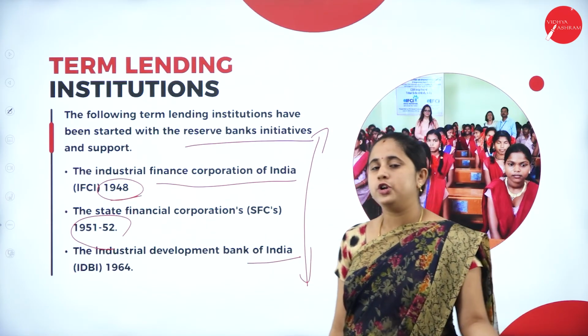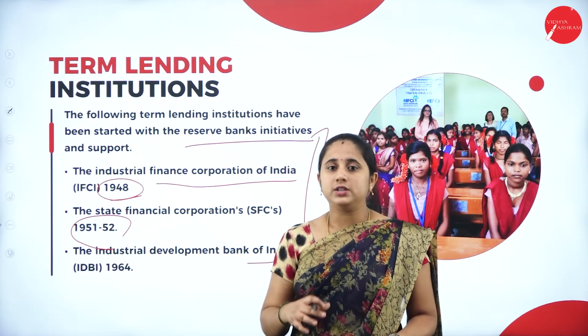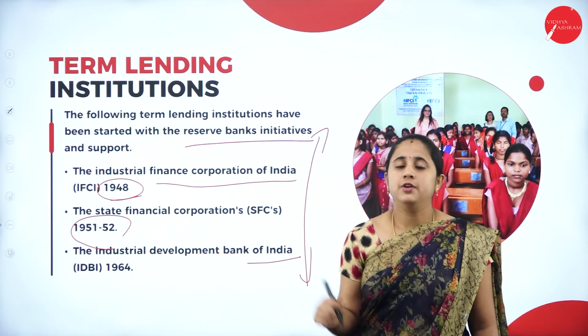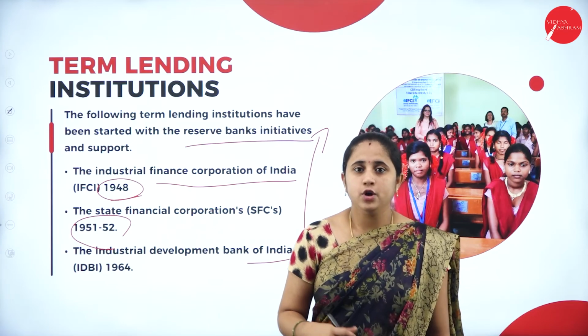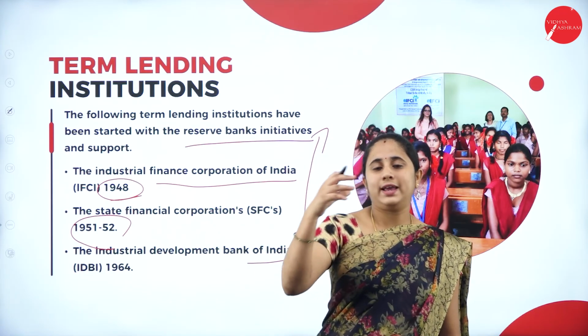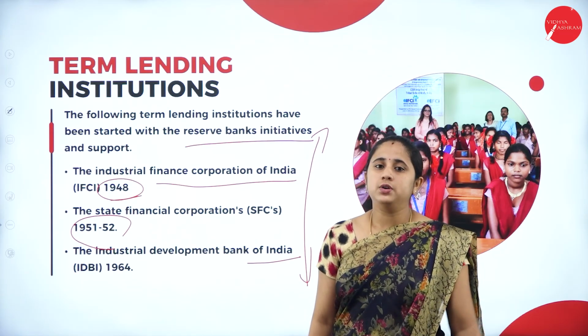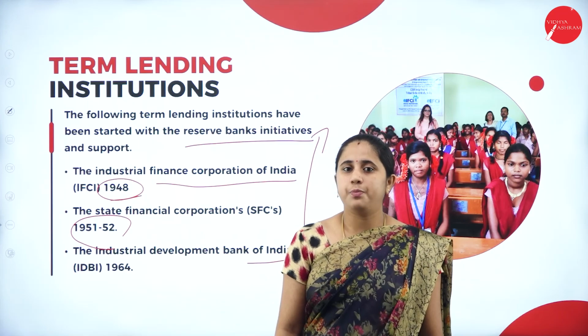RBI contributes to the agricultural sector as well as the industrial sector for overall economic development. These are all the contributions from the RBI for the agriculture and industrial sectors. They concentrate on overall economic development and price stability. So this is all about RBI, and all about Unit 2, that is the Reserve Bank of India.